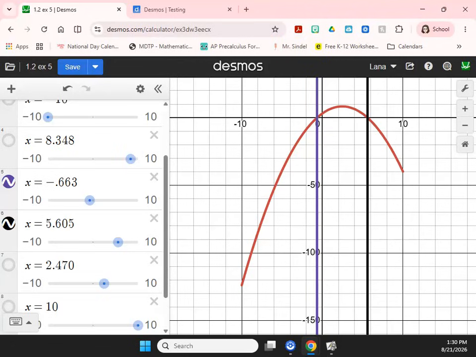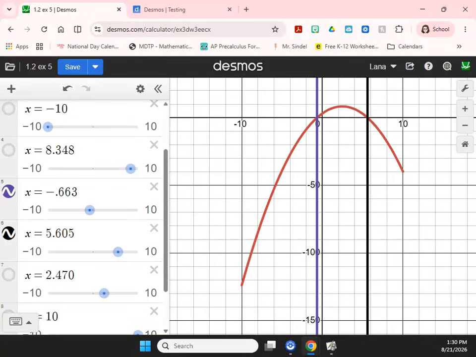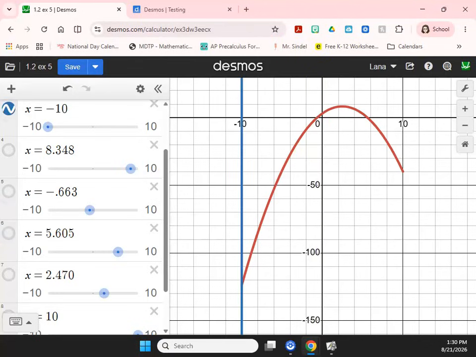Then we go from -10, let me take those out, to 2.470. So from blue line to red line, is the function increasing the whole time?